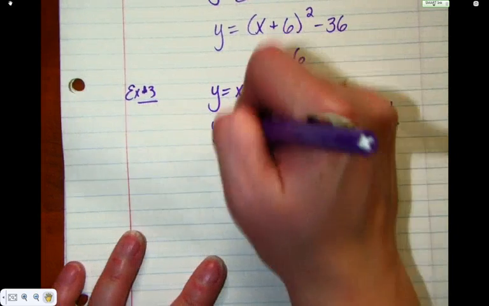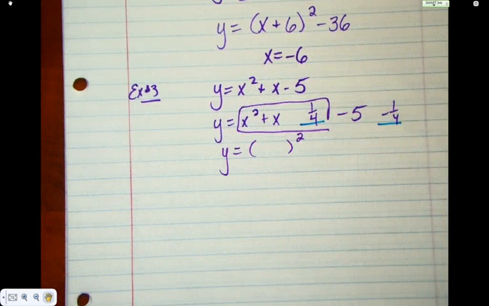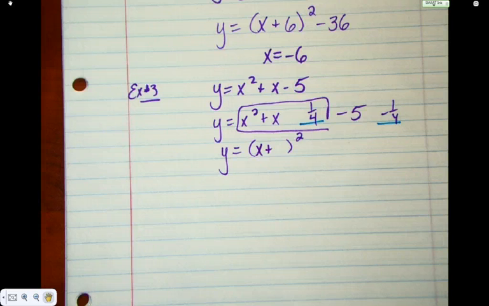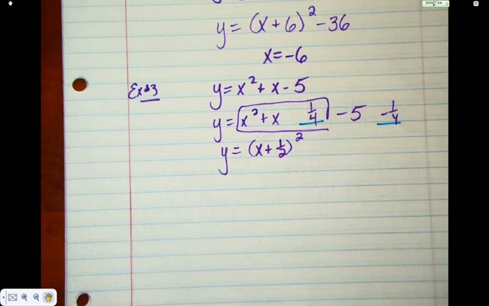Group the first 3 and factor. Again, that's not going to frighten us, that 1/4 at the end. That's quarters multiplying the half and half. Correct. Okay. Just want to make sure I didn't lose myself. How do we go from the trinomial down to the binomial? Middle term divided by 2, so 1 divided by 2, a half.